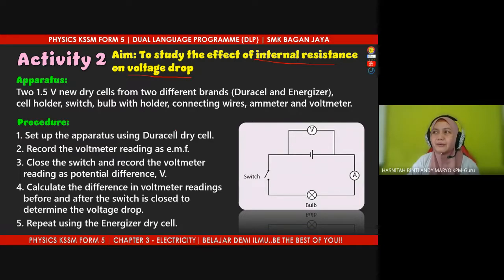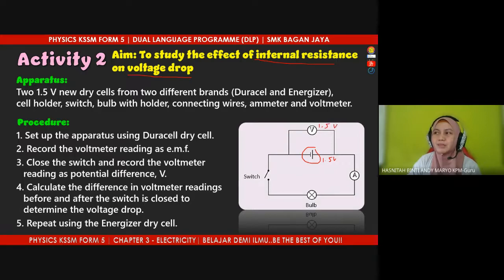So this is the brand. We place a Duracell dry cell here connected to the circuit, with the ammeter, the voltmeter there, and this is the bulb. Now the switch is in open position. We record the voltmeter reading as the EMF. You understand that when the circuit is open, the voltmeter will read the EMF of the dry cell. So let's say the EMF of this dry cell is 1.5 volt. So the voltmeter here will read 1.5 volt.